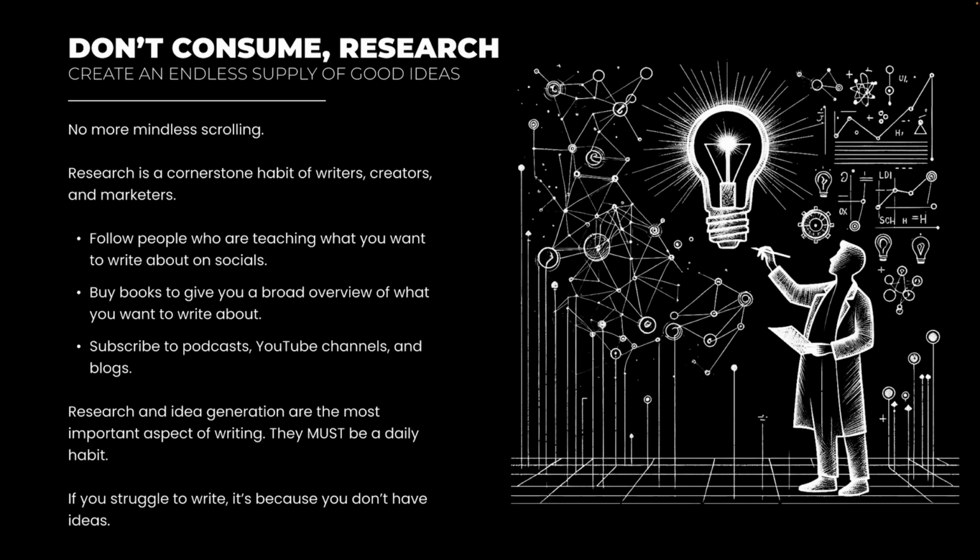What a lot of beginner writers, creators, marketers, etc., even note takers don't understand is how critical research is as a cornerstone habit in your life. So some things you can do right now is to just follow people who are teaching what you want to write about on social media. Not only does this give you good ideas, but it starts to reprogram your mind to become those people. The next is just buy books to give you a broad overview of what you want to write about. So I personally like to read the first 2 to 3 chapters of a very big picture book, and I'll have ideas to write about for the next 6 months. I'm not kidding there. The next is to just subscribe to podcasts, YouTube channels, and blogs.